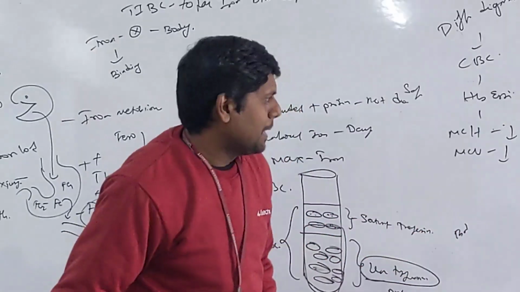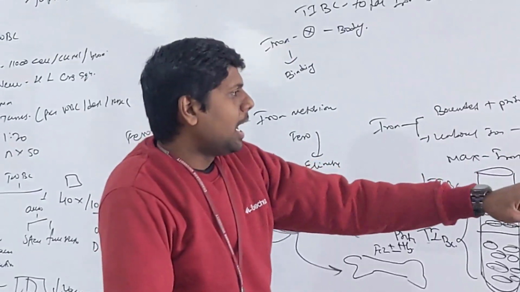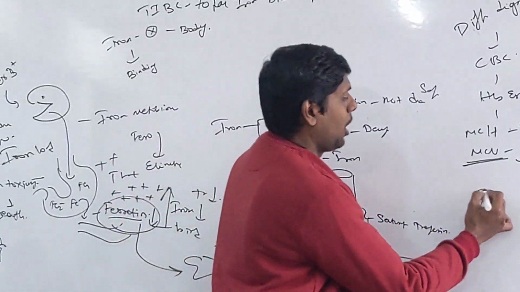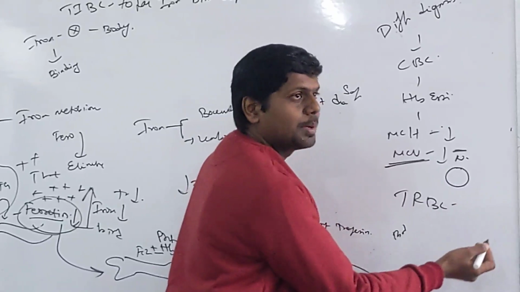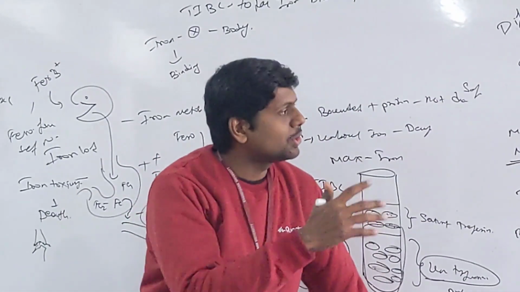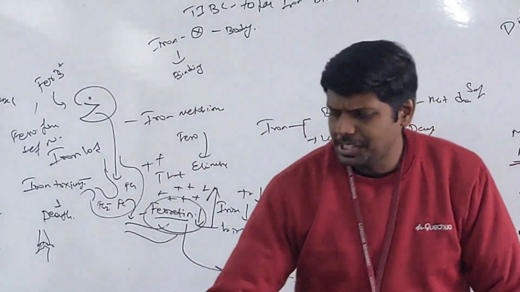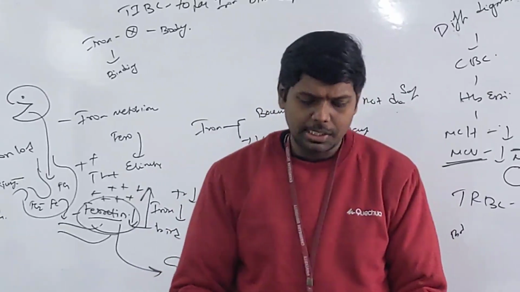Let me see. When there is hemolysis, you will also confirm with TRBC, the total red blood cell count in the body. So this is the differential diagnosis to detect the TIBC. So why is this test important?